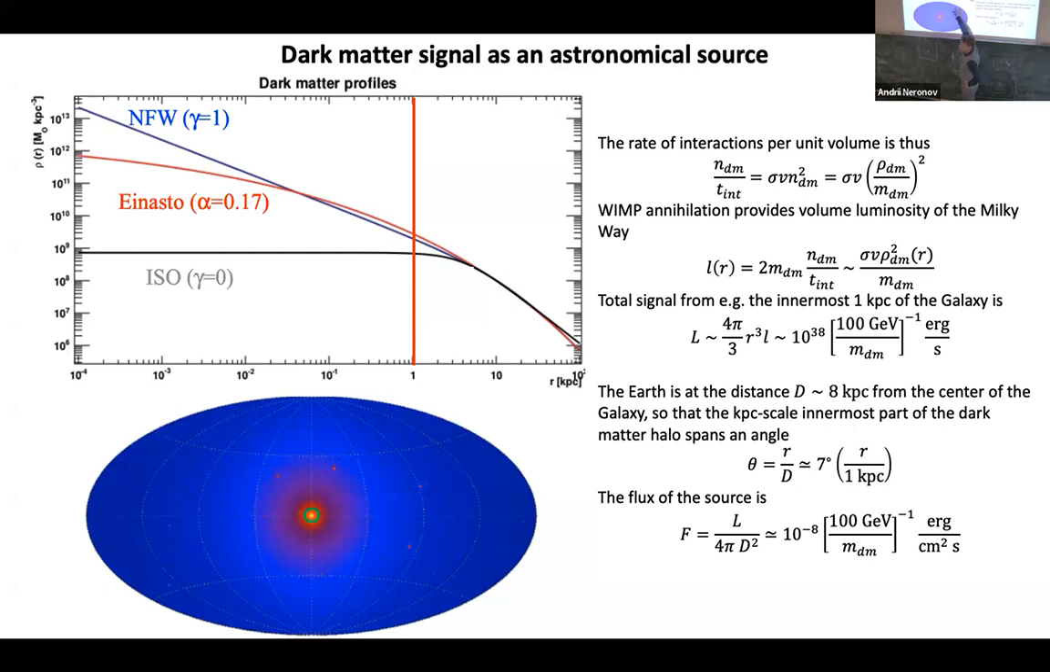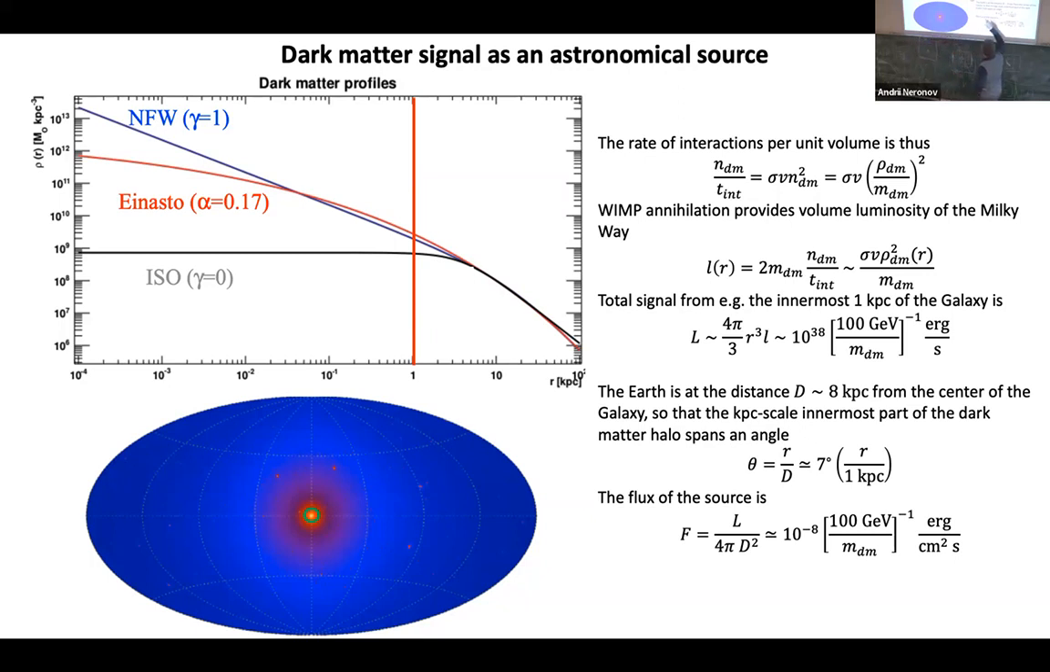Around the sun, which is at 8 kiloparsec, we have 0.3 GeV per centimeter cube. This is equivalent to something like 10 to the 8 solar masses per kiloparsec, whatever it is.